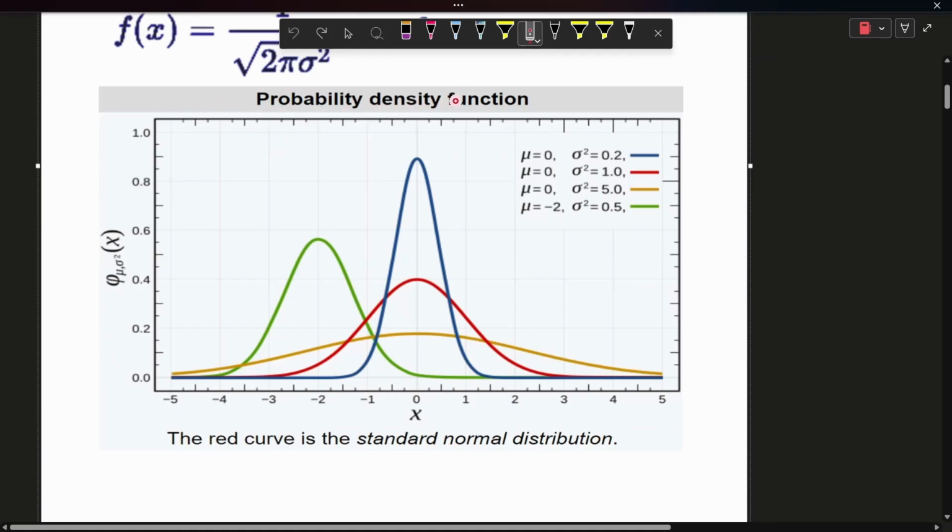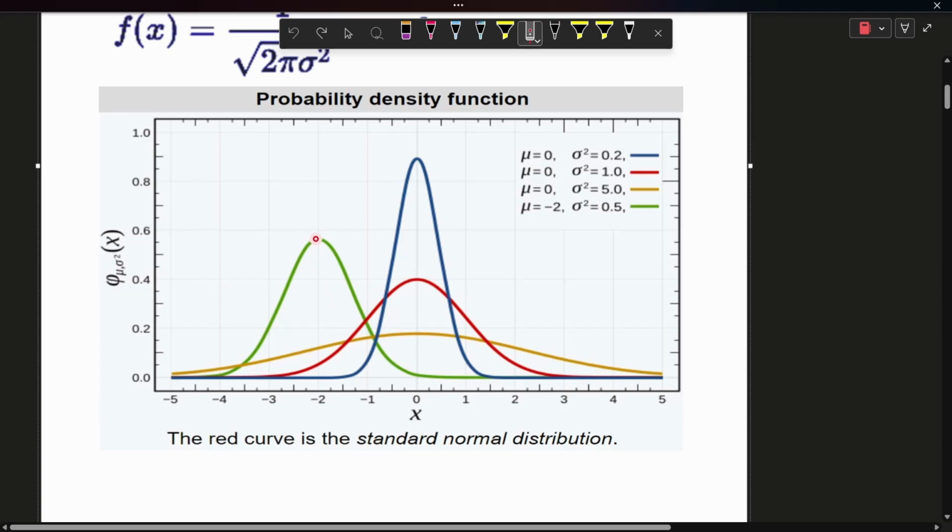This is the probability density function of the normal distribution. You can see the mean is constant, but the variance is increasing. If the variance is increasing when the mean is constant, then the curve is getting wider. The spread of the data is more when the variance is more.